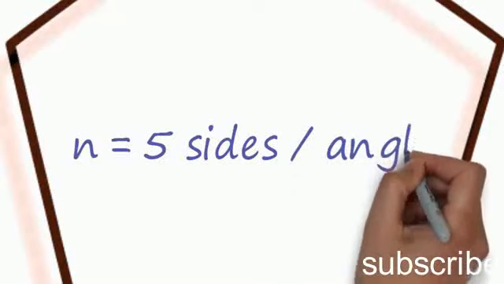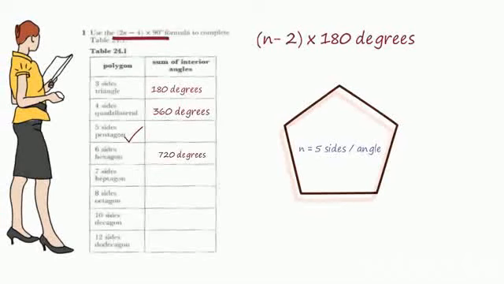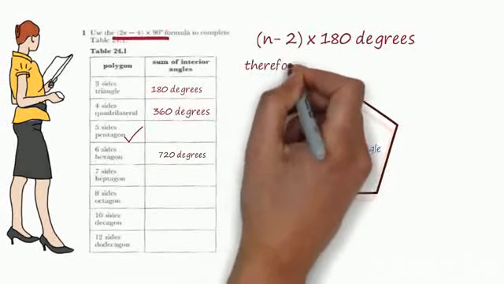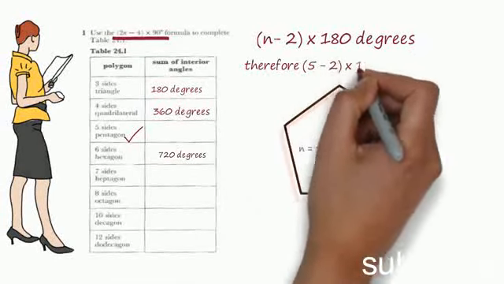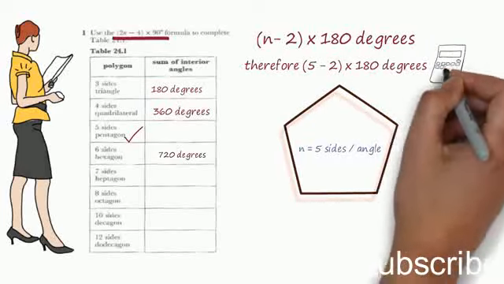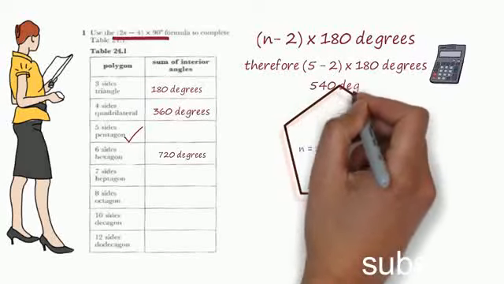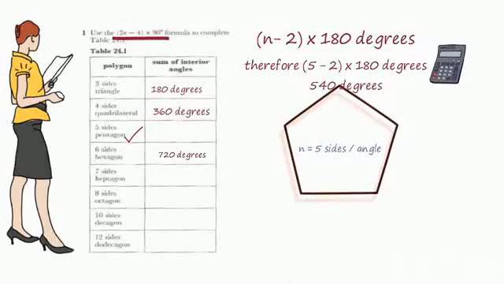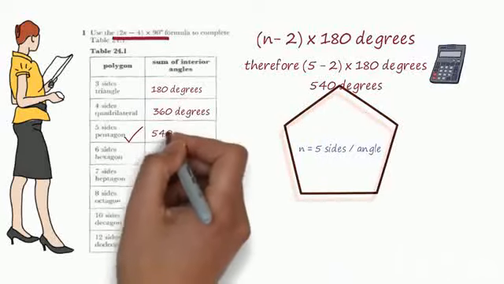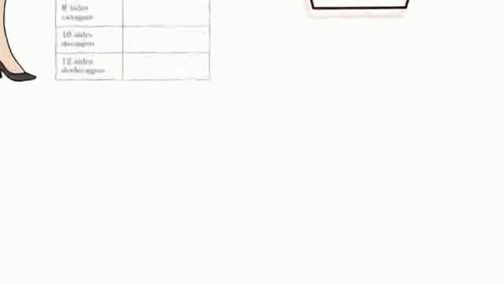We have a pentagon. A pentagon is 5 sides, so our n is equal to 5. So we substitute 5 for n, that's 5 minus 2 times 180 degrees. Now, when you simplify that's 3 times 180 degrees, and punch into the calculator, or if you're a maths genius, just use your mental, you get 540 degrees. So a regular pentagon is a sum total of 540 degrees.